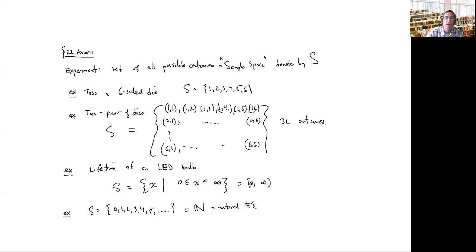Now I want to talk about events. So I'm going to clear the screen. What are events? An event is any subset, let's call it E maybe in this case, of the sample space. So this symbol means subset of.